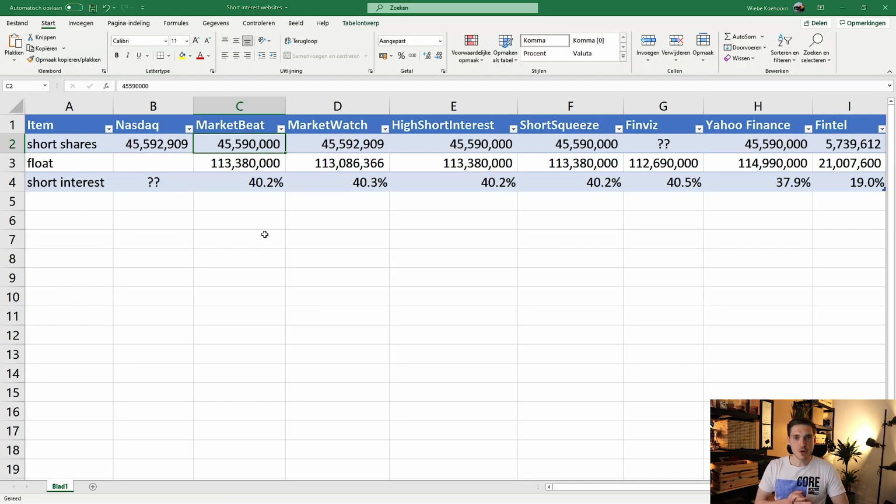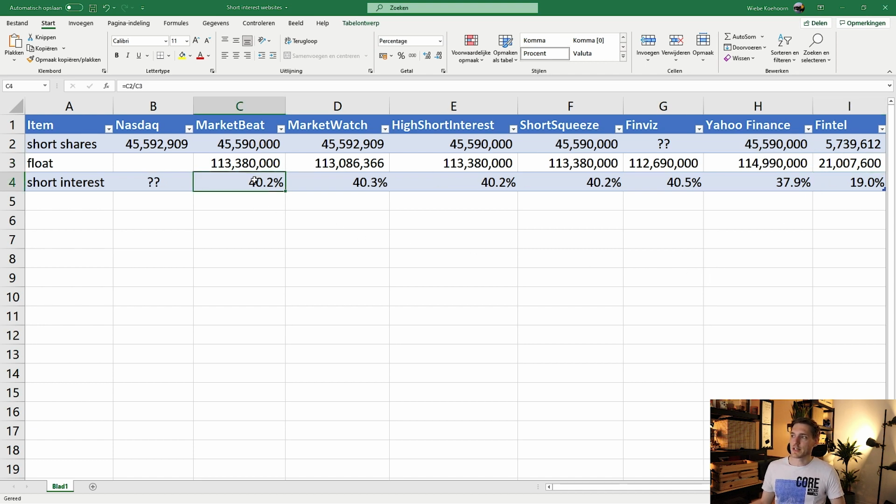If we then go back to the table, we can see that if you look at the amount of shares being sold short, there is not a lot of difference between all of these websites, but there is a difference with regards to Fintel, of course, because they are looking at short volume instead of the amount of shares being sold short. If you look at the float, we can see that there are not a lot of differences apart from FinViz, which is a little bit lower, and Yahoo Finance, which is a little bit higher, and Fintel, of course, again looks at the amount of market volume in total.